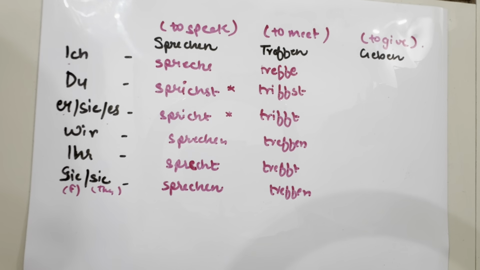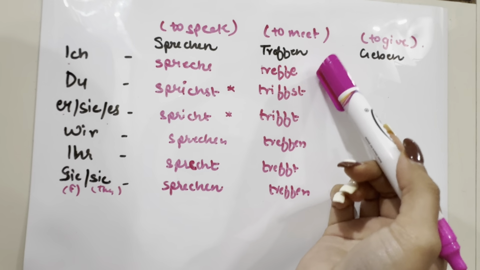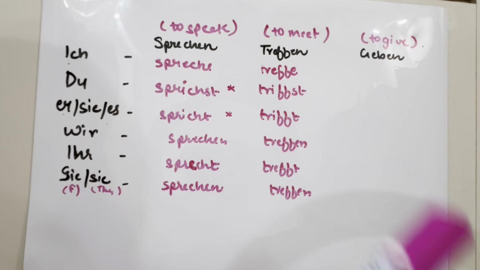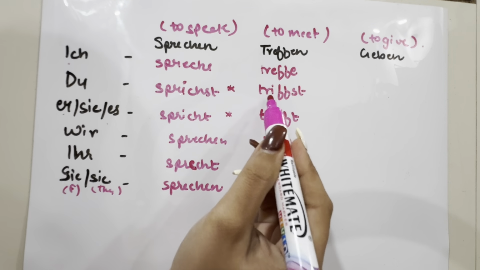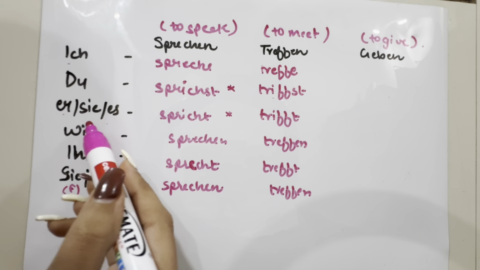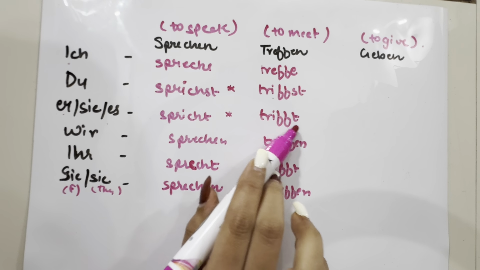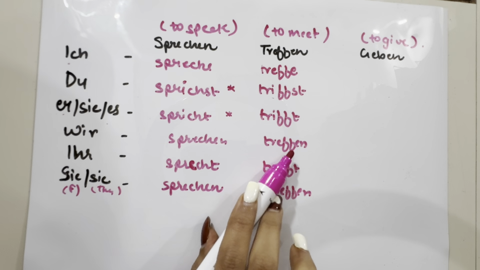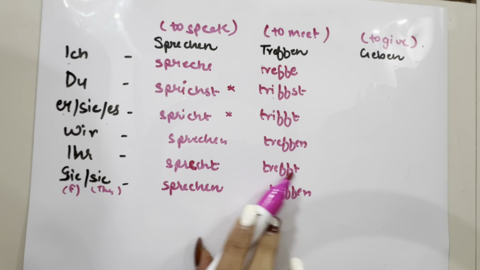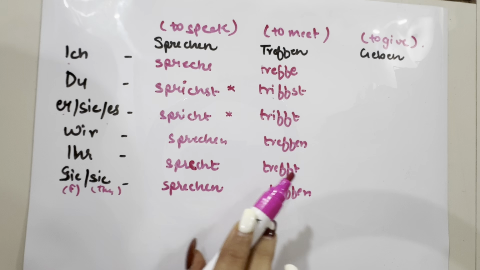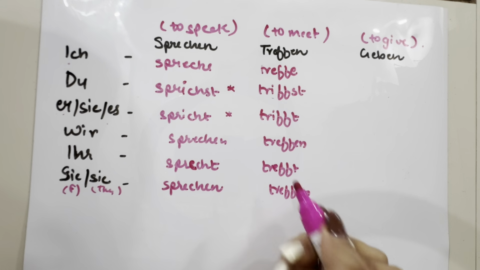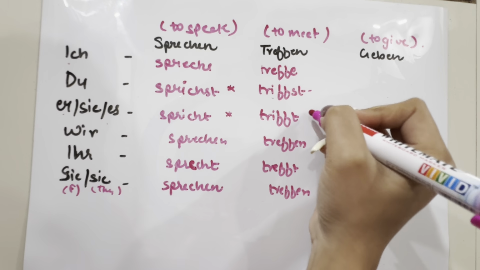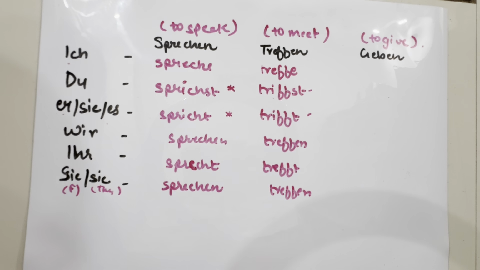Now let's go on to the second verb, treffen, which means to meet. So ich treffe, du triffst. You can again see that the stem has changed for du, and then for er, sie, es again trifft. Again the stem has changed. Wir treffen, ihr trefft. You can see there is an E still here. And then Sie and sie treffen again. So only for these two we have changed the stem.